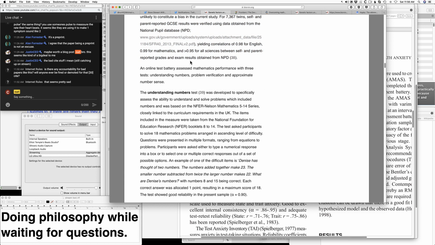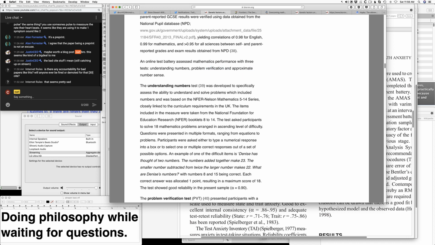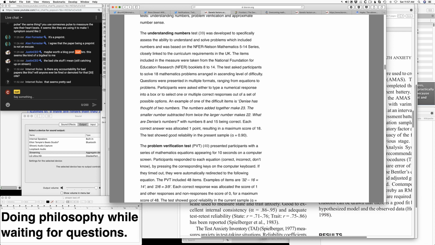Online test battery assessed mathematics performance with 3 tests: understanding numbers, problem verification, and approximate number sense. So they say stuff like this a lot. The test was developed to assess a certain thing. What we're supposed to take from this is that it does assess that thing. They meant it to assess it. That was their intention, their design, their purpose, their goal. We're supposed to believe it's actually good at it because they tried to make it good at it or something. It's not an argument that it is good at it. It's just their intention.